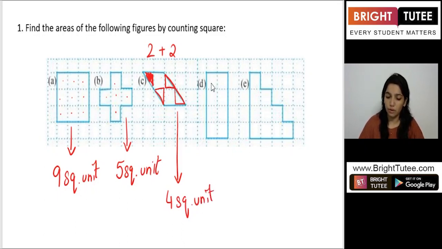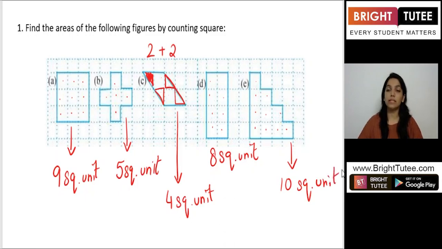Now the next one, 1, 2, 3, 4, 5, 6, 7, 8. So the answer is 8 square units. Moving to the last one, E part. Here we have got 1, 2, 3, 4, 5, 6, 7, 8, 9 and 10 square units. I hope it is clear. You just need to count the number of squares and you write it as your answer.